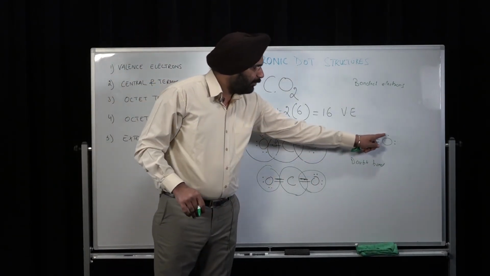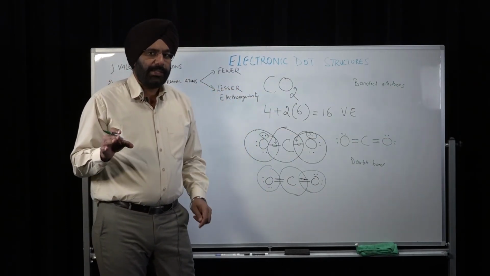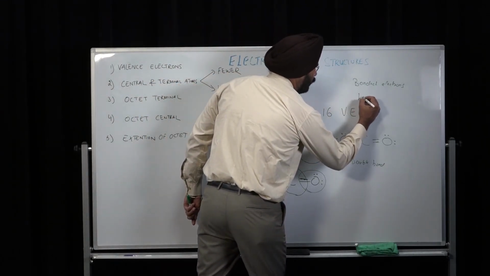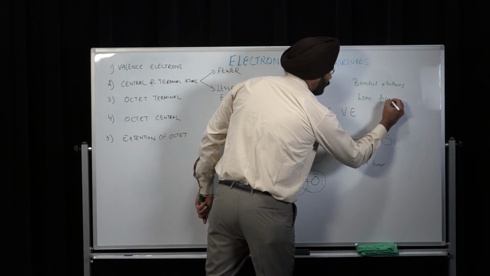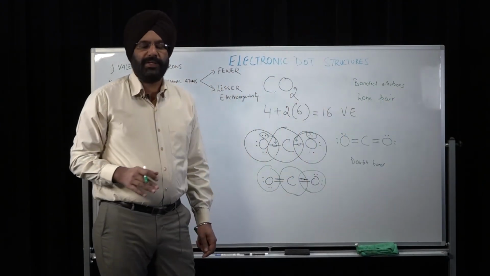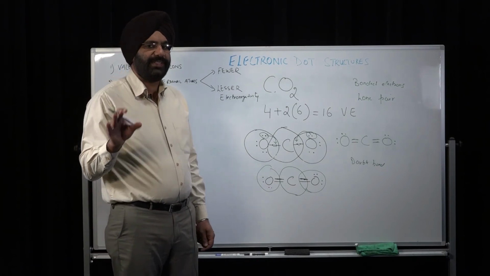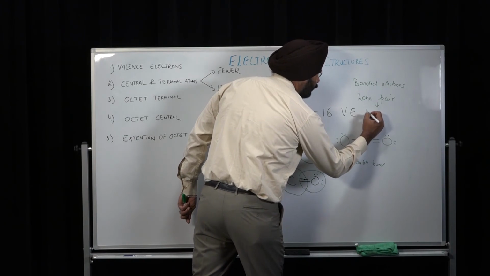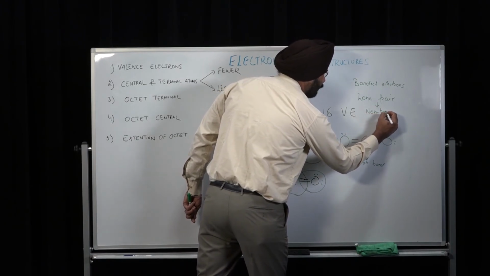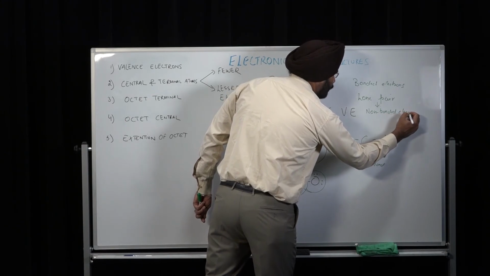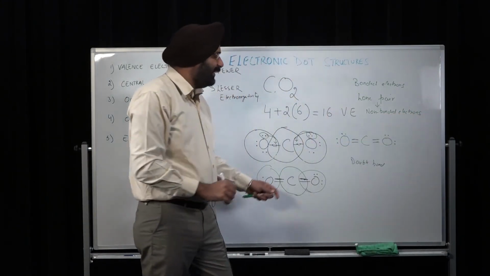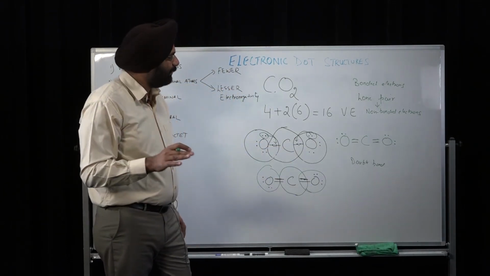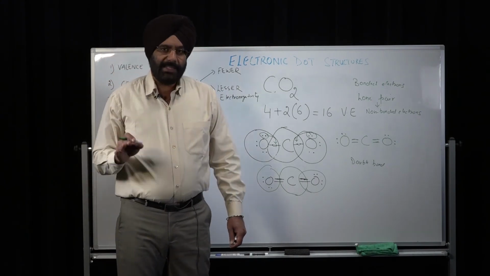So what are these electrons called, which are localized on a single atom? These electrons are called lone pair electrons. That means they are localized on a single atom. The lone pairs are also called non-bonded electrons. The reason is simple: these electrons are not participating in the bond formation. So this is the complete information we get from the electronic dot structure.